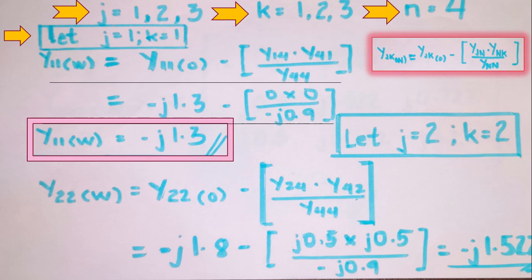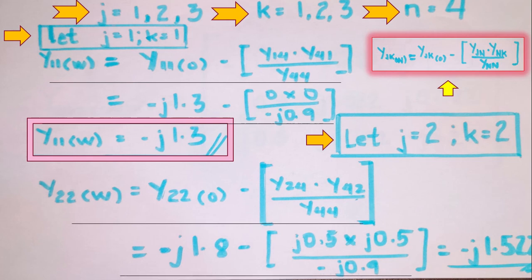Next, let's proceed to j is equal to 2 and k is equal to 2. Using the equation aforementioned earlier, we will substitute the values, which will be equivalent to y22 is equal to y22 old minus y24 times y42 over y44, equivalent to the next equation, negative j1.8 minus 0.5j times 0.5j over negative 0.9j, which is equal to negative j1.522.